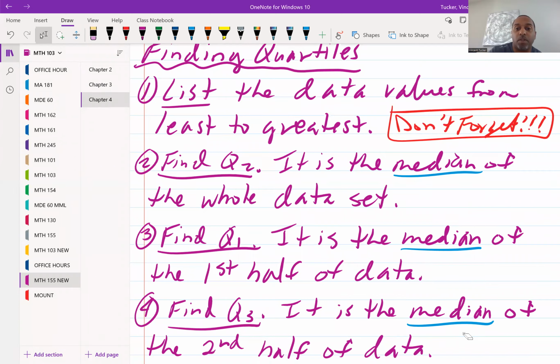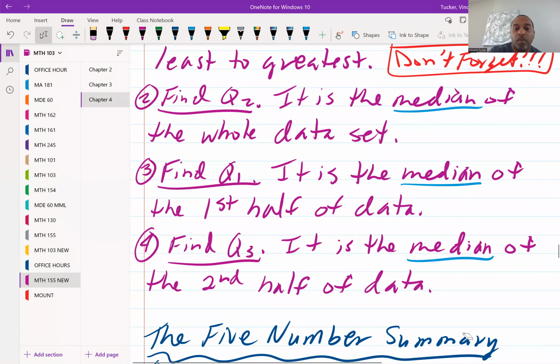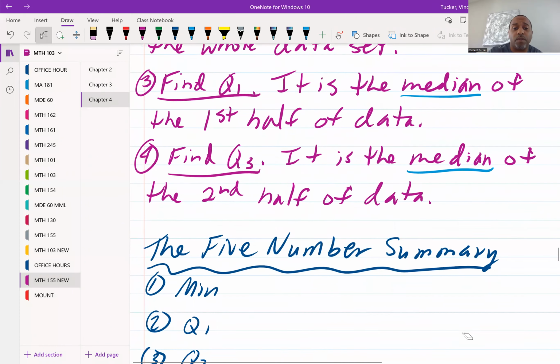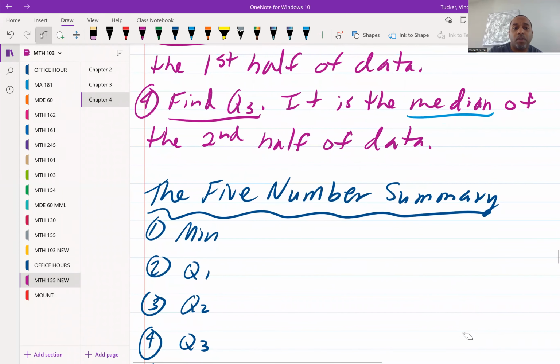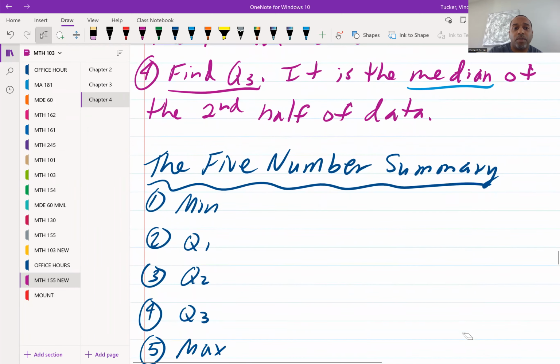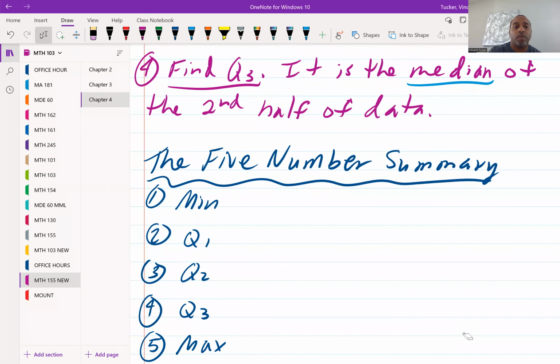All right, can I scroll up? We're going to find quartiles in a second with some numbers, but I'm at least going to go ahead and give you this for what it means to have a 5-number summary. So write down with that purple. A 5-number summary is just the smallest value, Q1, Q2, Q3, and then your maximum value.